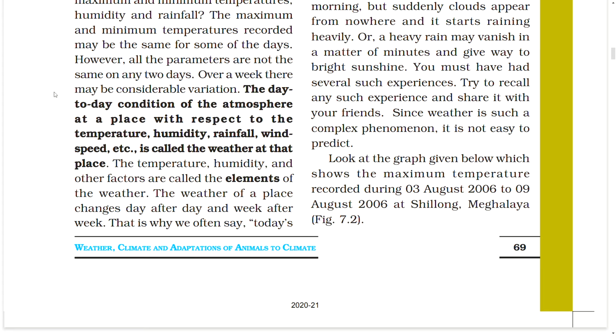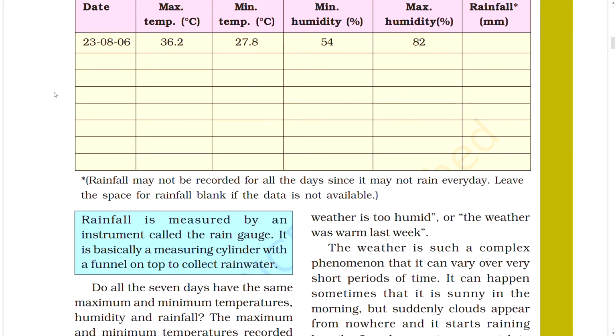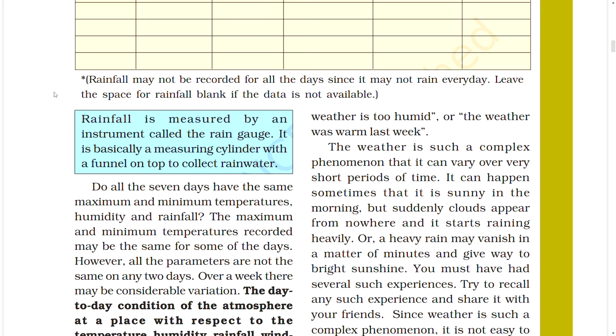The weather of a place changes day after day and week after week. That is why we often say, today's weather is too humid or the weather was warm last week. The weather is such a complex phenomenon that it can vary over very short periods of time. It can happen sometimes that it is sunny in the morning, but suddenly clouds appear from nowhere and it starts raining heavily, or a heavy rain may vanish in a matter of minutes and give way to bright sunshine.